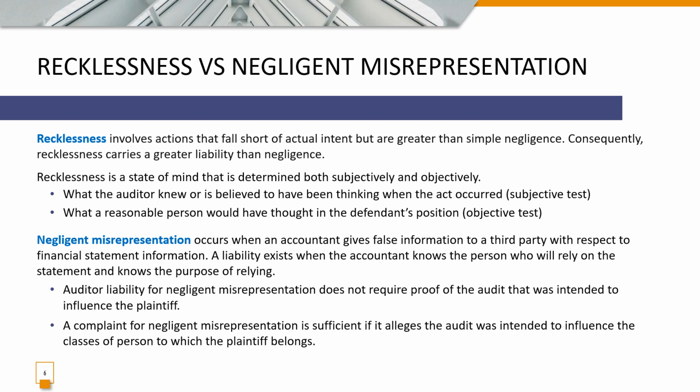Negligent misrepresentation happens when the auditor or accountant gives false financial statement information to a third party, and the auditor knows that the third party reasonably or foreseeably relied on the audited financial statements. Auditor liability for negligent misrepresentation does not require proof of the audit that was intended to influence the plaintiff. A complaint for negligent misrepresentation is sufficient if it alleges that the audit was intended to influence the classes of persons to which the plaintiff belongs.